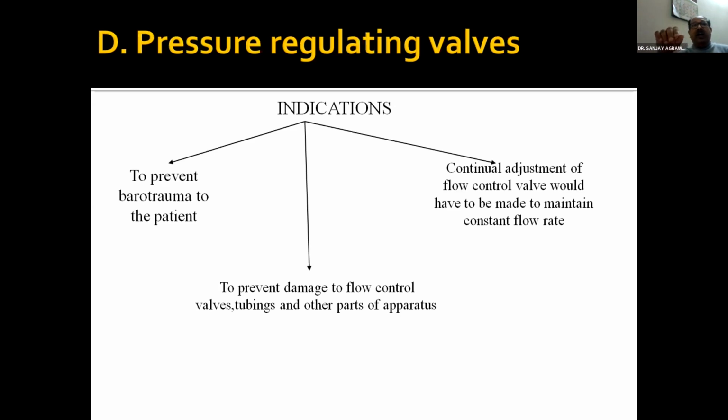It allows that a constant flow is being maintained. It prevents a high pressure to be delivered, and it prevents the fluctuations in the pressure as per the content of the cylinder. So because of that, a constant pressure can be delivered, and it also prevents the wear and tear of the apparatus.